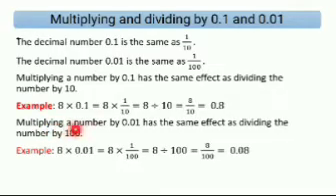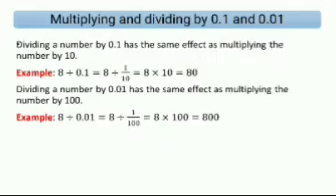Now multiplying a number by 0.01 has the same effect as dividing the number by 100, because we say that 0.01 is the same as 1 over 100. So if you are multiplying a number by 0.01, it's the same thing as dividing the number by 100. And that is what is happening here. So for example, 8 multiplied by 0.01 is equal to 8 multiplied by 1 over 100. So 8 multiplied by 1 will give you 8, then divided by 100. This is 8 divided by 100, and 8 divided by 100 is equal to 0.08.